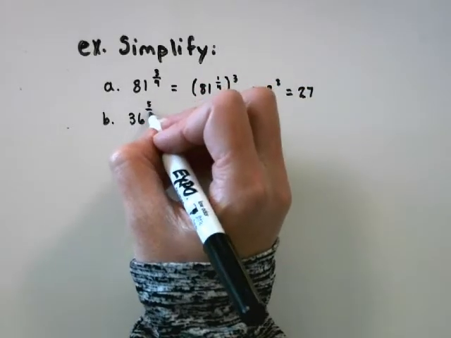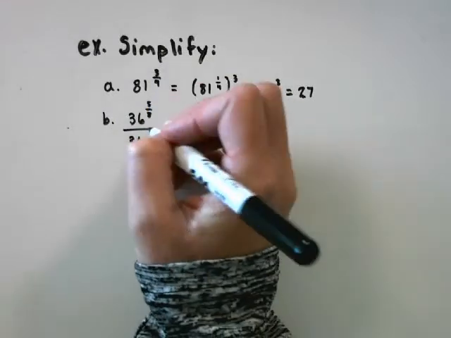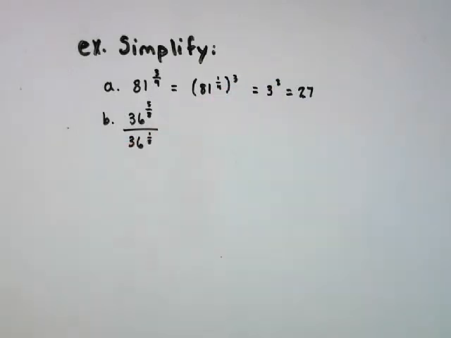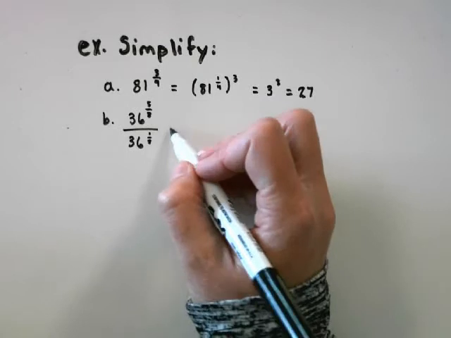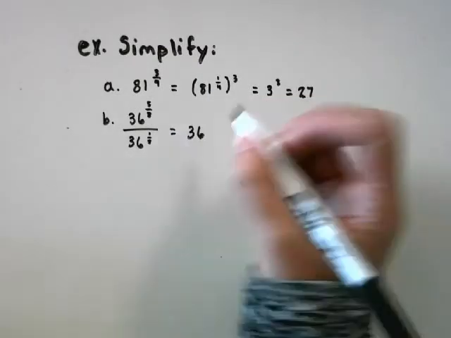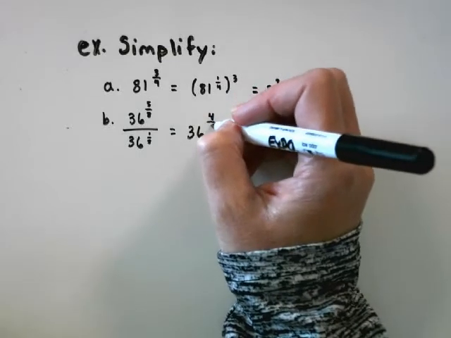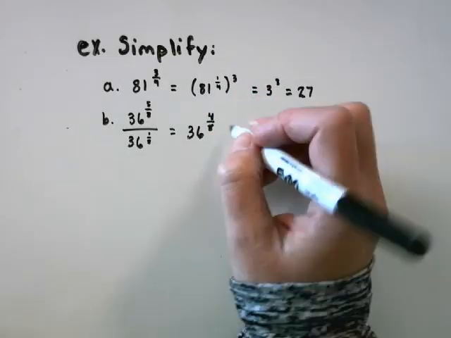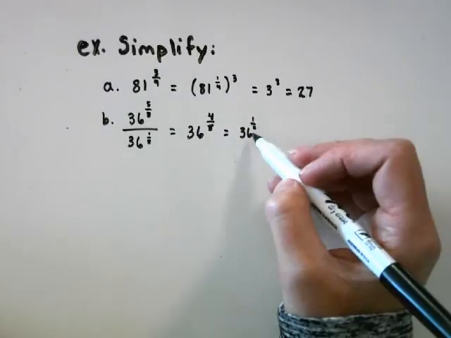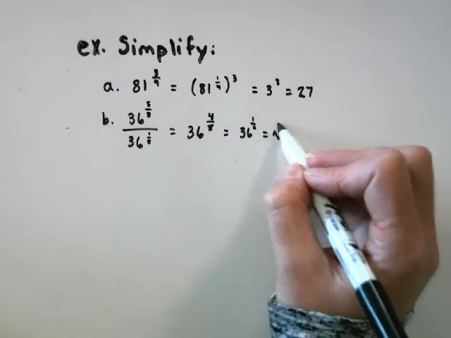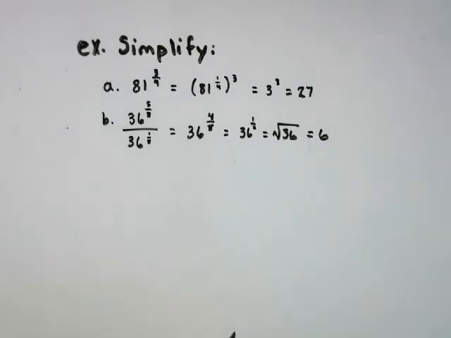Next, 36 to the 5/8 over 36 to the 1/8, and I apologize if this is tough to see. So this is the 5/8, this is 1/8. So this is going to be 36 to the 5/8 minus 1/8 would be 4/8. Well, 4/8 is just 1/2. And to the 1/2 power is the same as the square root of 36, which is going to be 6.